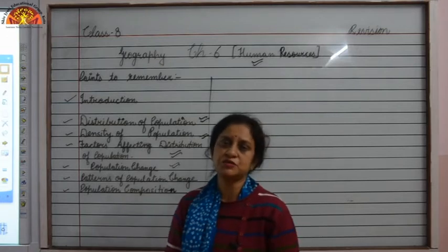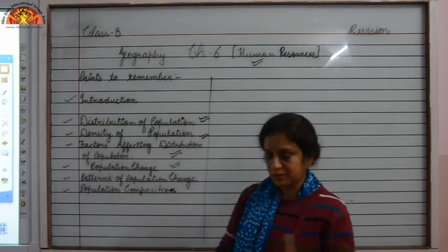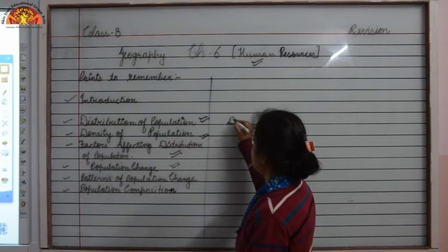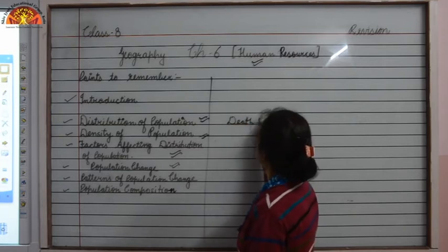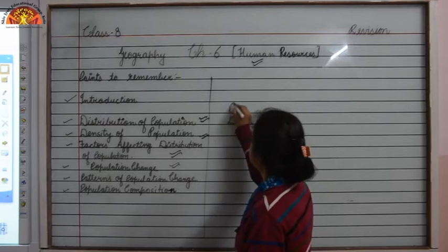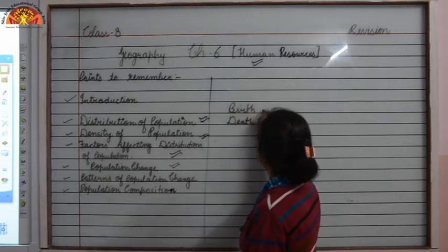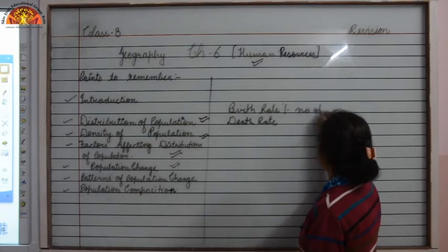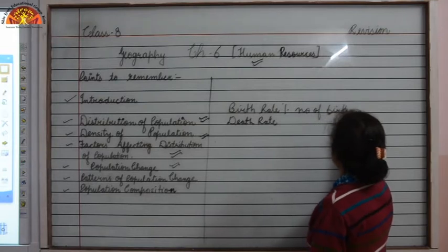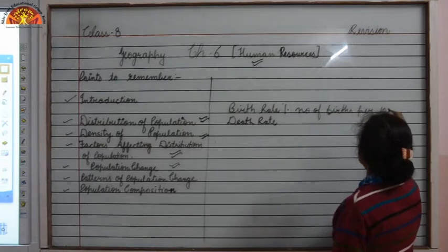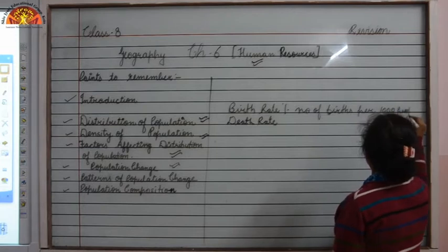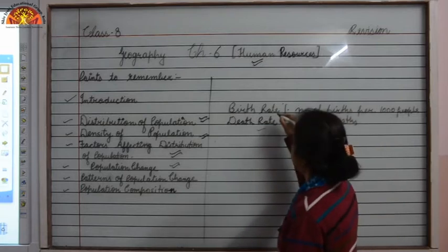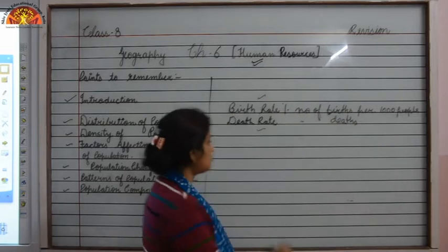Why can population change, beta? The two or three major reasons are death rate, birth rate and migration. So we will talk about death rate, birth rate. Birth rate means number of births per 1000 people. Okay, and number of deaths per 1000 people is called death rate. Now the natural growth rate.